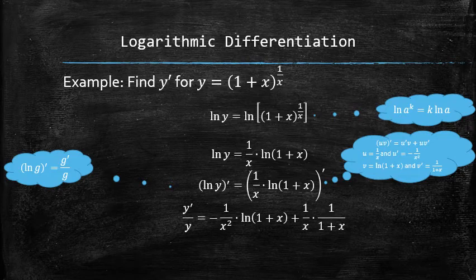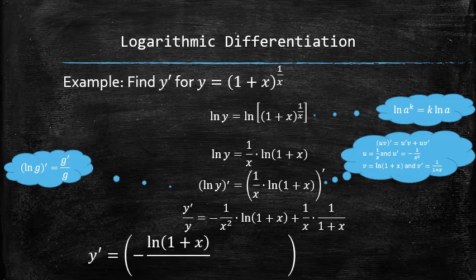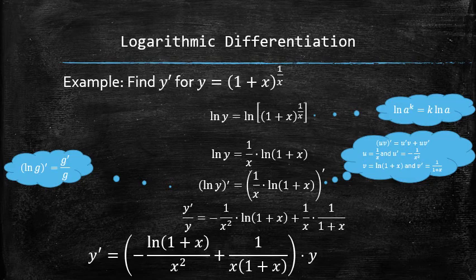Remember that the original goal is to find the y prime, so we isolate it by multiplying both sides of the equation by y. Finally, we replace the y with the original explicit definition of the function and get the derivative of y.